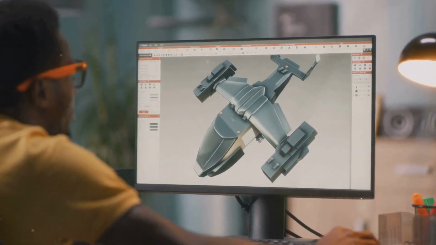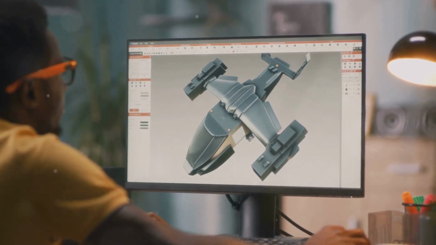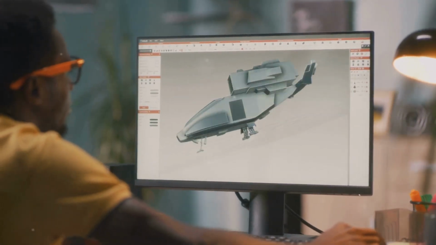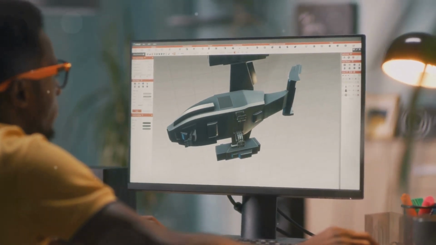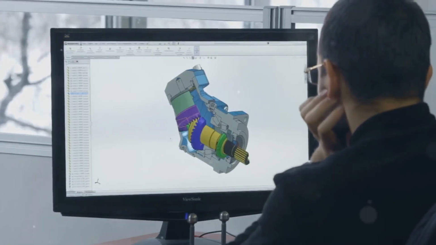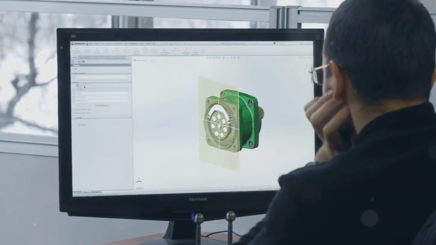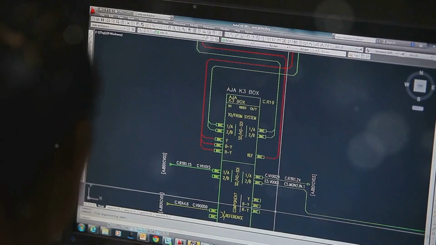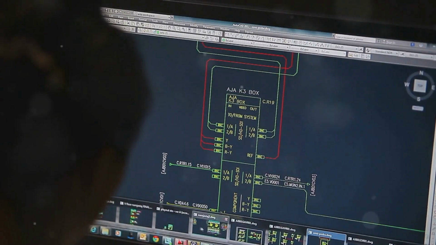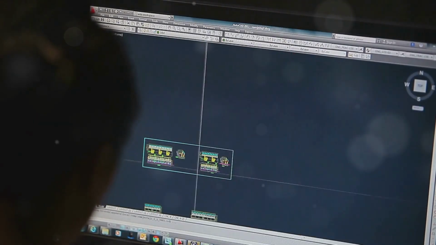ANSYS Workbench, a powerful engineering simulation software suite, offers a comprehensive platform for tackling FSI challenges. Its intuitive interface and versatile tools empower engineers to simulate and analyze complex FSI phenomena with ease. Within ANSYS Workbench, several workflows cater to different FSI scenarios.